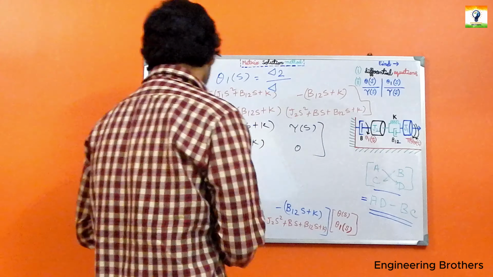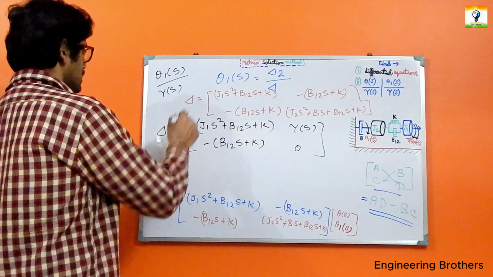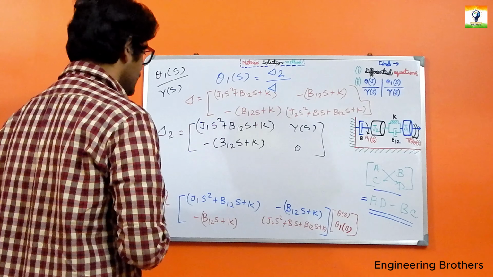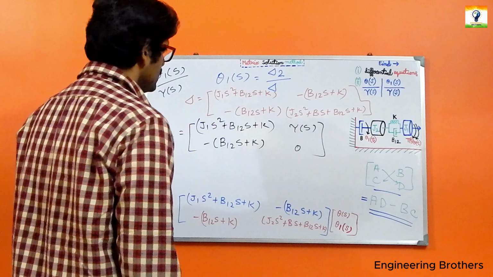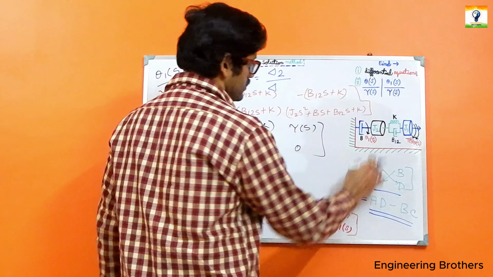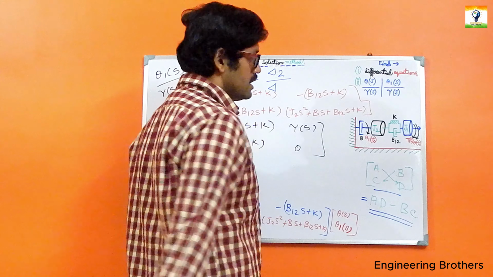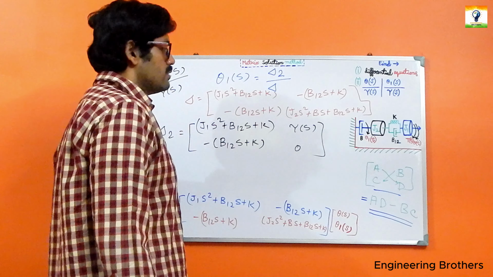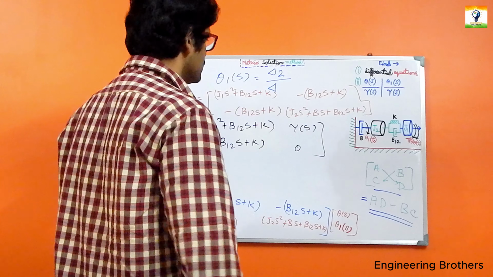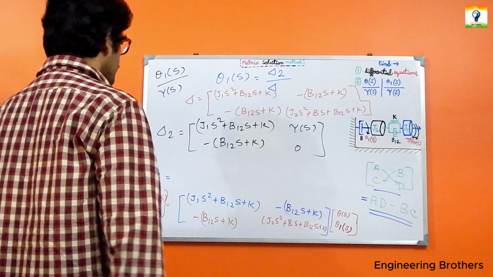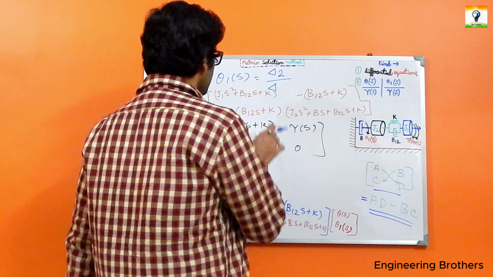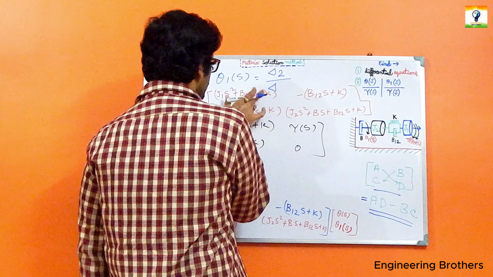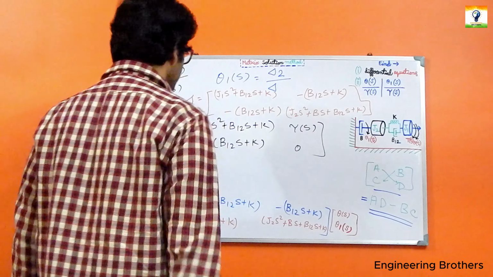Similarly, we need to find the values for our delta 2 and delta. So what is the value for our delta? The value for our delta is this multiplied by this, according to the rule for matrix multiplication, or how to find the determinant of this given matrix. We need to solve this given matrix over here.